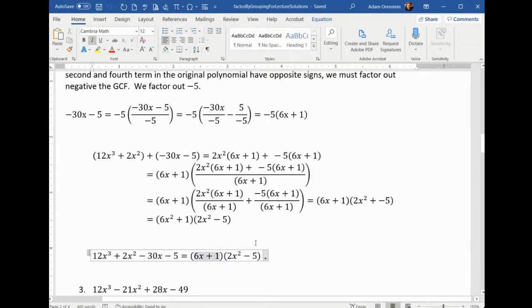Actually, that should be x squared. Let me fix that. No, wait, that was right. I'm sorry, my mistake. That should be 6x, not 6x squared. There we go. My mistake.